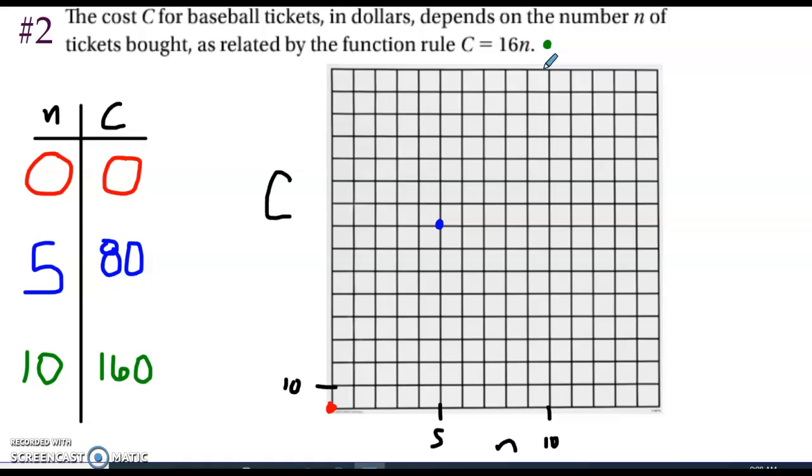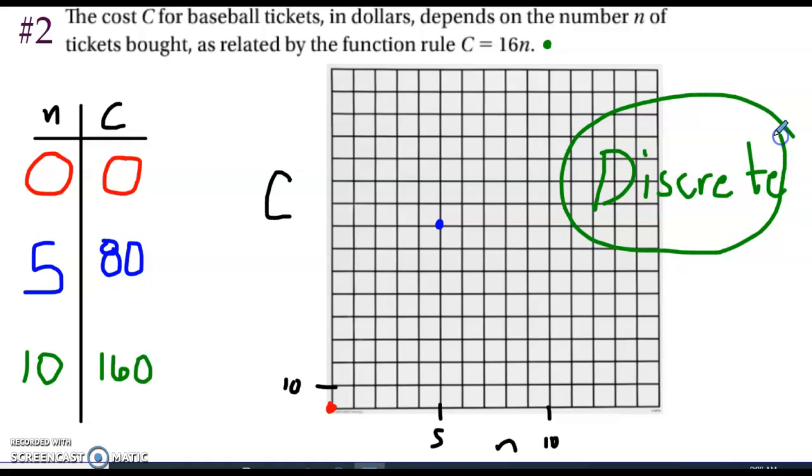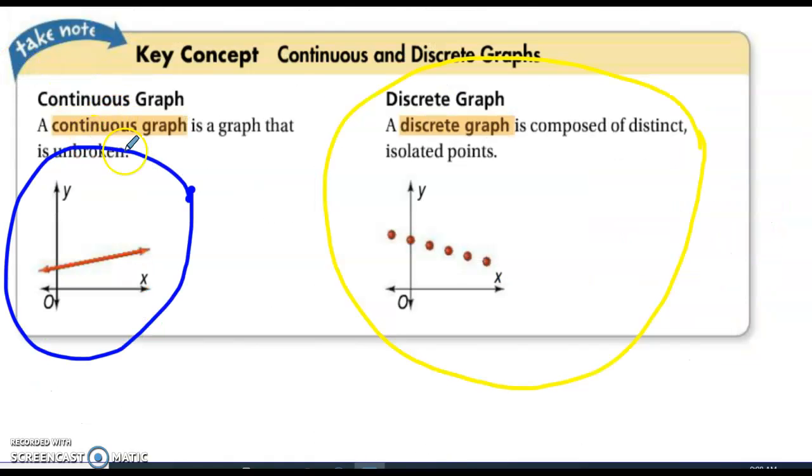All right, so now let's talk about connecting the dots or not. Well, I can buy 0 tickets, I can buy 5 tickets, I can buy in between 1, 2, 3, or 4 tickets, but I can't buy 1.5 or 2.7, so I cannot connect all of those dots. So that means that this is discrete. This is a discrete situation because you cannot connect all of the dots in between. There are some points in between that you could connect, but you cannot connect all of them, so it makes it discrete.